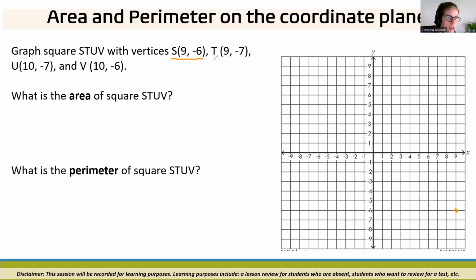Then we have T, which is at 9, -7. Well, that's not very far away. Next up is U at 10, -7. And last but not least, we have V at 10, -6. What shape does that create? Creates a teeny tiny square, doesn't it?